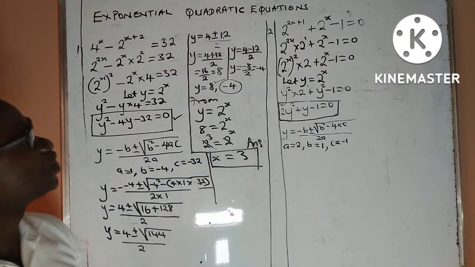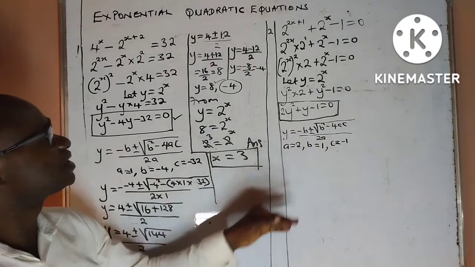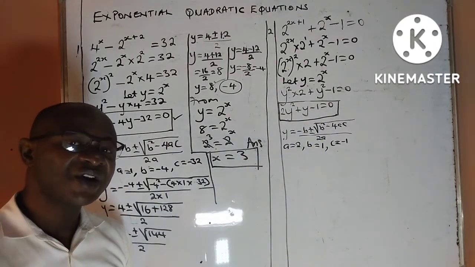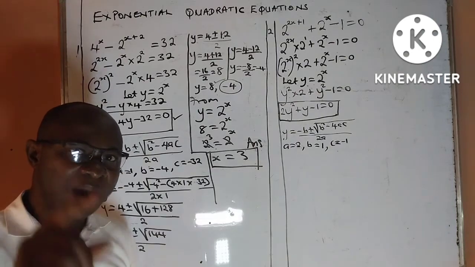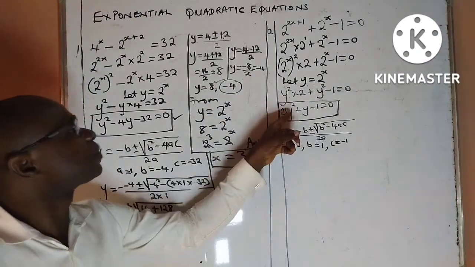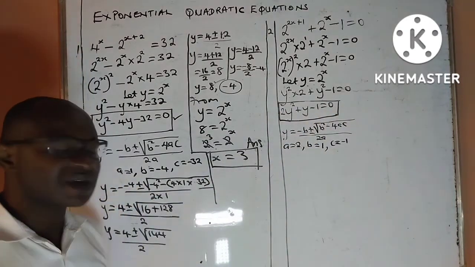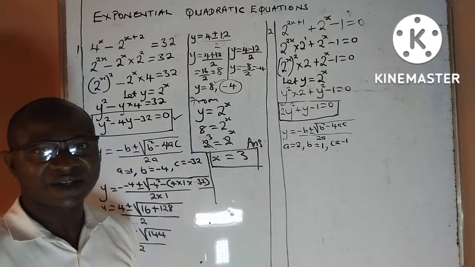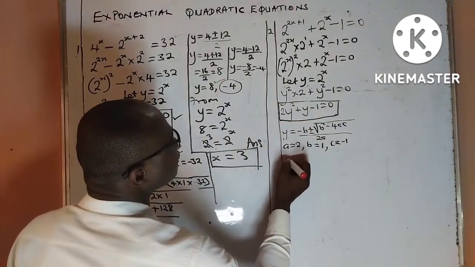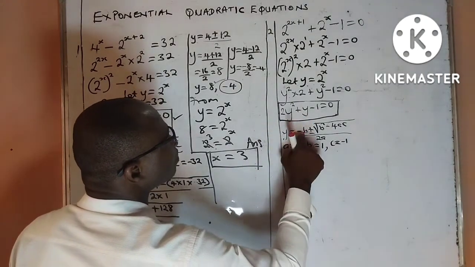What I will now do is substitution, replacing the values of a, b, and c into the quadratic formula in order to get the values of y, because y is expected to have 2 answers since it is a quadratic equation. In every quadratic equation, we expect 2 answers. Alright? Good.